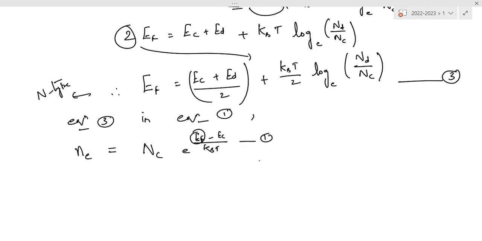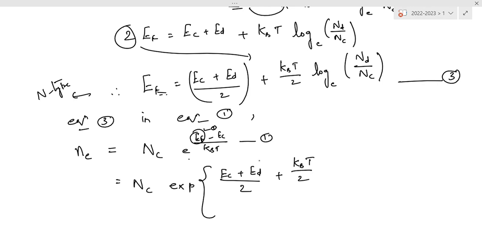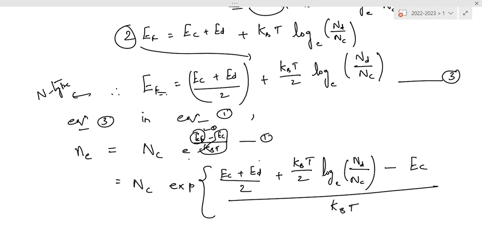So in this EF I am going to substitute equation 3. Therefore Nc, I am going to write the exponential and then with the bracket. EF from equation 3 is (EC plus ED) by 2 plus (kBT by 2) ln ND divided by NC. This is EF. Then we have minus EC by kBT, therefore minus EC, the whole divided by kBT. So what I have written here is this term is full of EF.